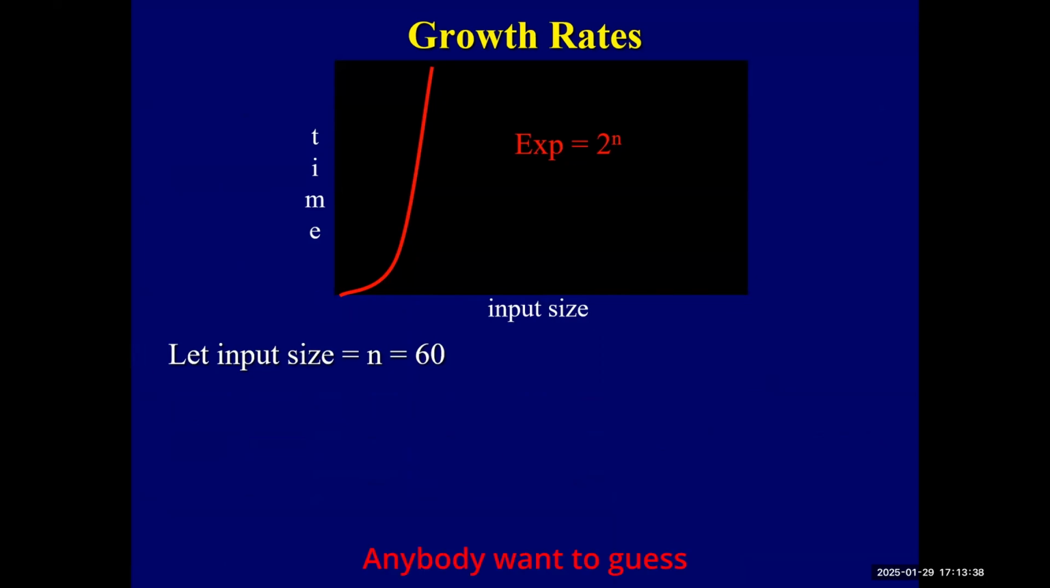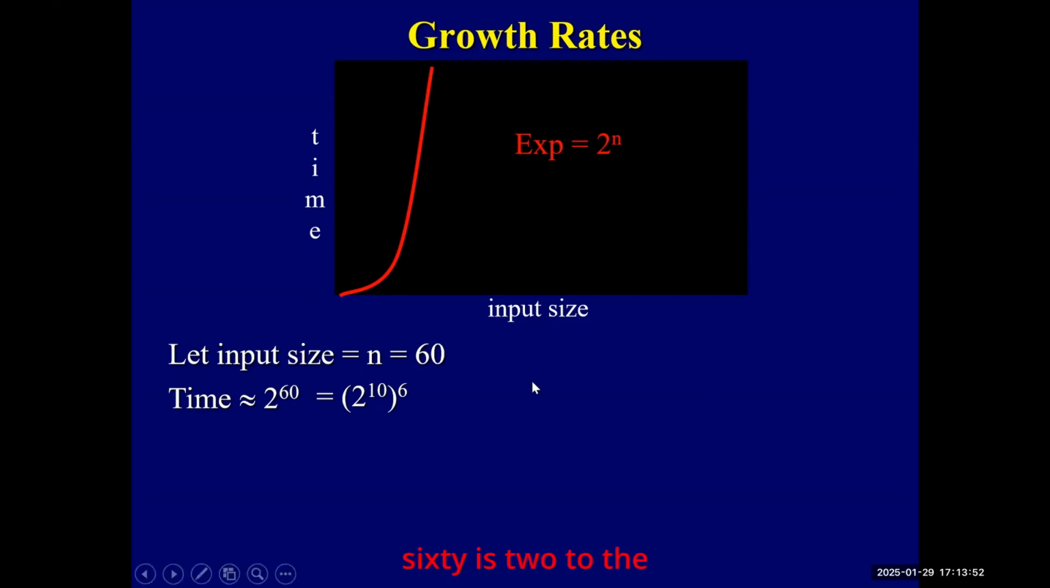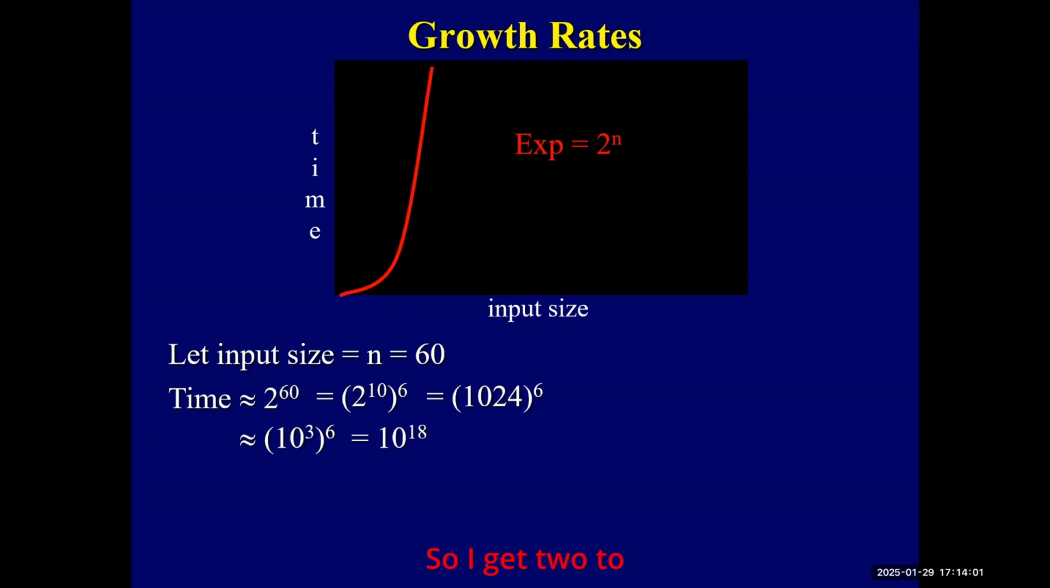Anybody want to guess what 2 to the 60 is? Anybody know? This is how I would do it. I know 2 to the 10 is basically 1,000. So 2 to the 60 is 2 to the 10 to the 6th, which gives me 10 to the 18, which is the age of the universe in seconds.